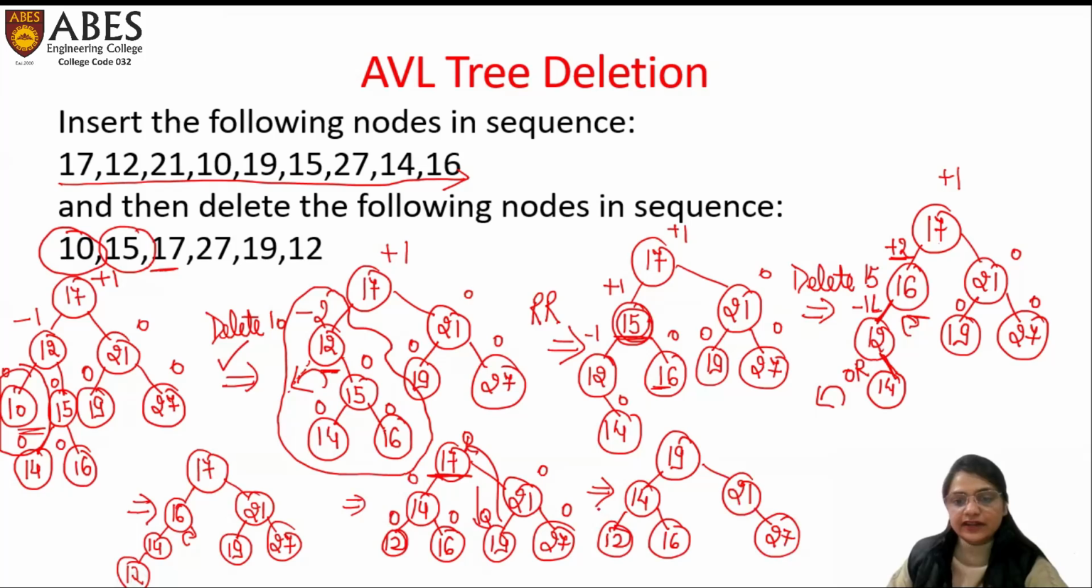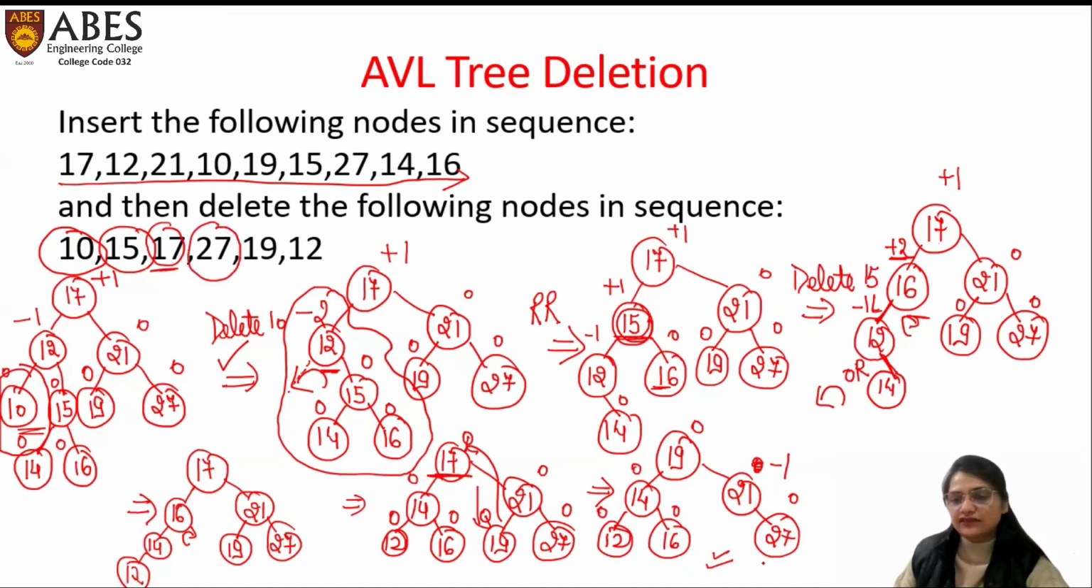Again, I'll calculate the balance factor of each node. I think the tree is now balanced. 0, sorry, it is -1, and it will be 2 minus 2, it will be 0. So we have deleted 17 as well, and the tree is balanced. No problem in this tree. The tree is not unbalanced.